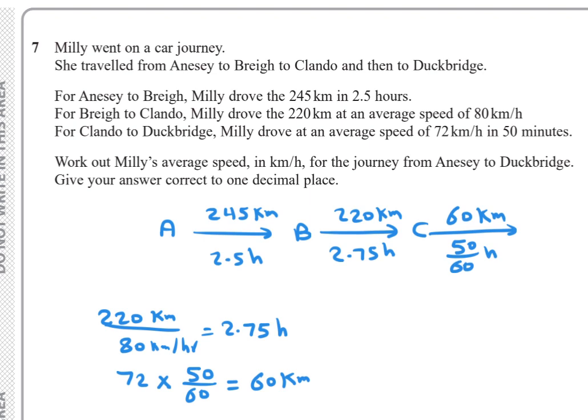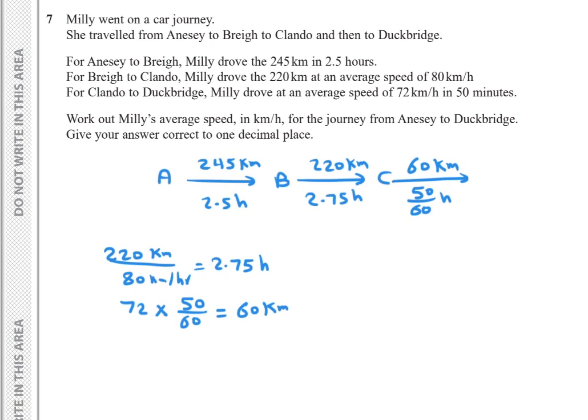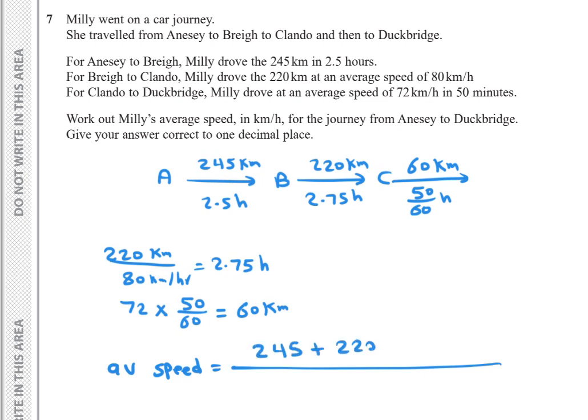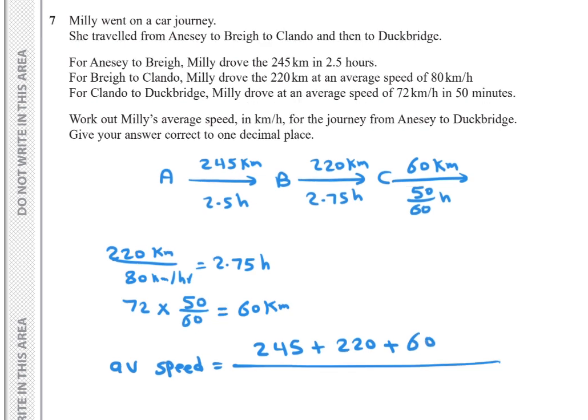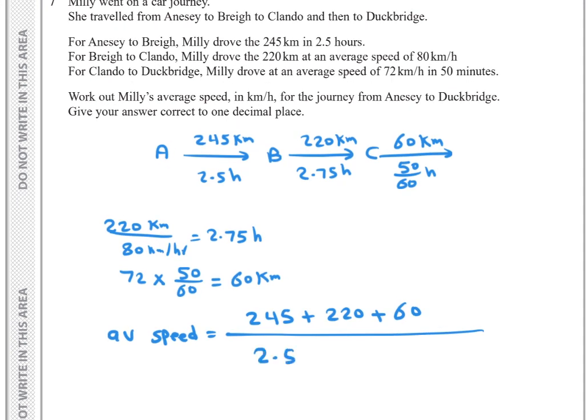Now to find the average speed, find the total distance, then divide by the total time. So the average speed equals 245 plus 220 plus 60 over 2.5 plus 2.75 plus 50 over 60 equals 86.3 to 1 decimal place, kilometers per hour.